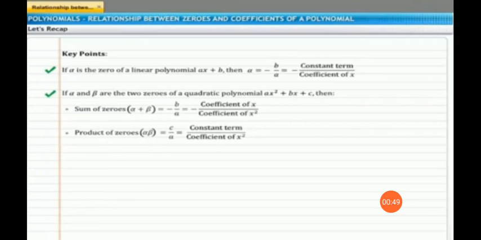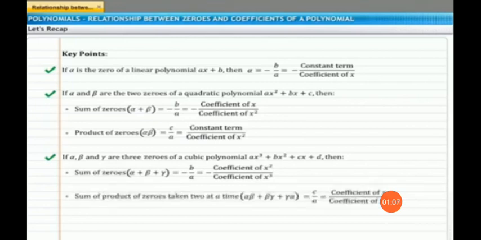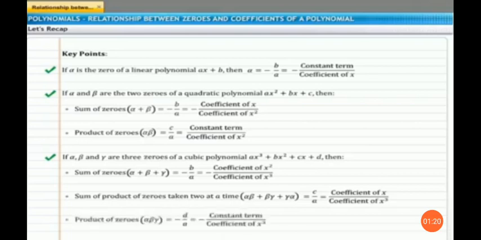Similarly, if alpha, beta and gamma are the three zeros of a cubic polynomial, then the sum of zeros alpha plus beta plus gamma is equal to minus b by a, which is equal to minus coefficient of x square by coefficient of x cube. Then the sum of the products of the zeros taken two at a time is equal to c by a, which is equal to coefficient of x by coefficient of x cube. And the product of roots alpha, beta and gamma is equal to minus d by a, that is minus constant term by coefficient of x cube.